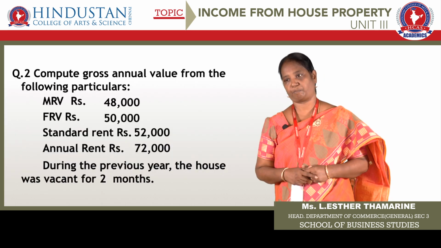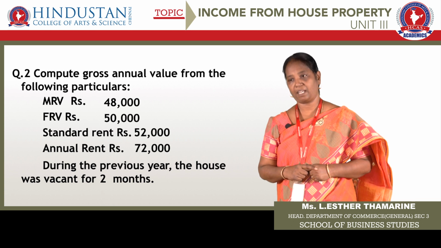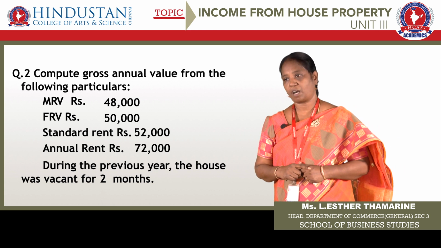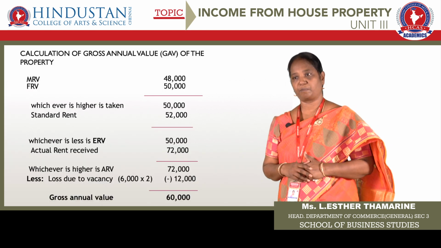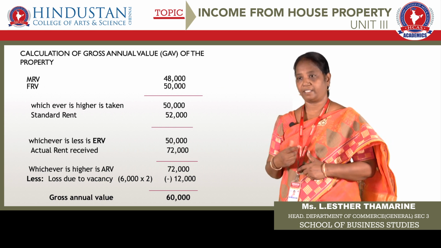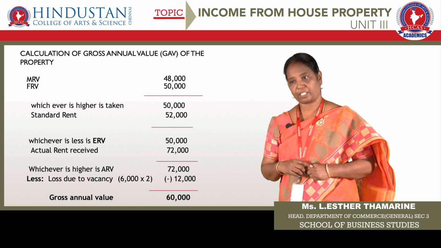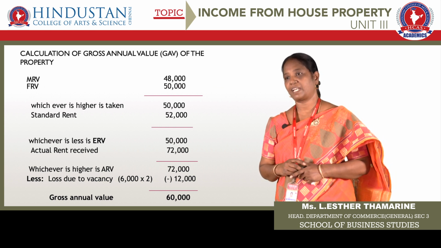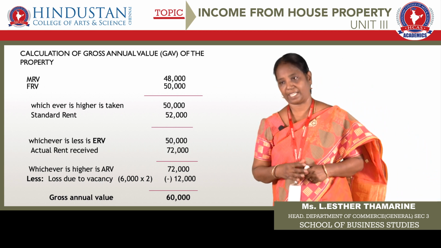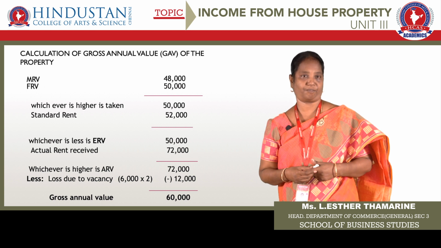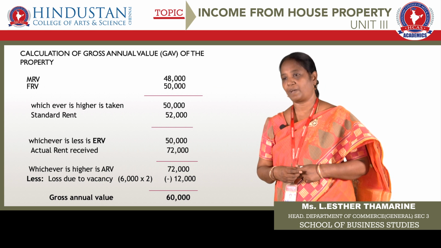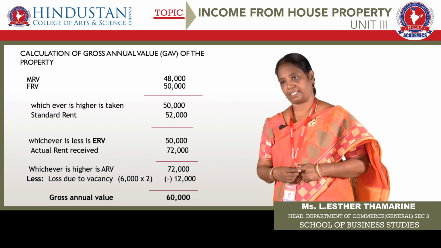Then the next problem. Here it is also similar, but the house is vacant for 2 months. So how to handle this situation? It is similar to the previous problem. Whichever is higher will be taken, and then it is compared with the actual rent, and then we can calculate the annual rental value less the loss on vacancy. The house remained vacant for 2 months. This can be deducted from the annual rental value, and the gross annual value is 60,000.